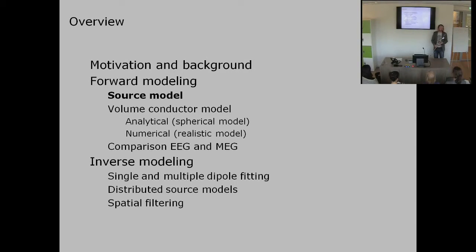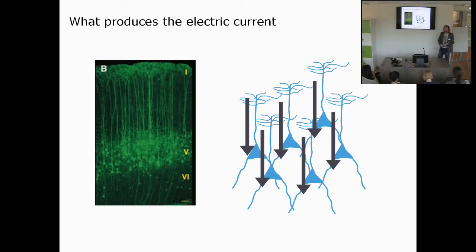Forward modeling requires a number of ingredients. It requires a source model and it requires a volume conduction model. Yesterday we saw the tissue that produces the electric current. We have the pyramidal cells, and these pyramidal cells are nicely aligned. If we have action potentials arriving at the synapses, then we have currents flowing along the dendritic tree, and these basically produce electric currents which flow through all the tissue.